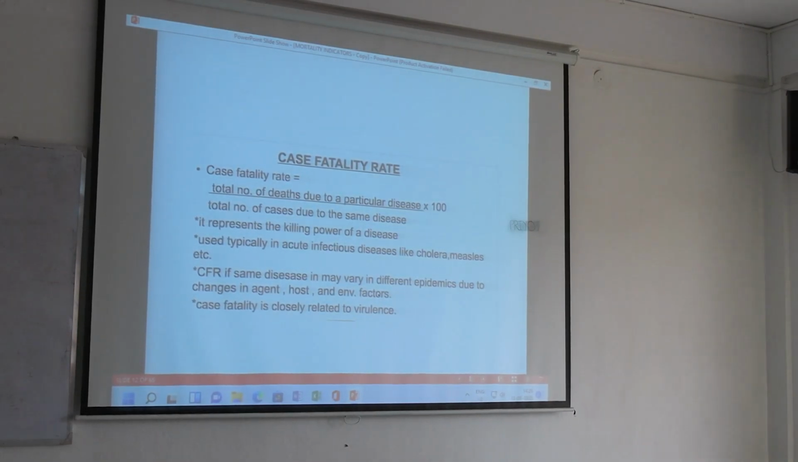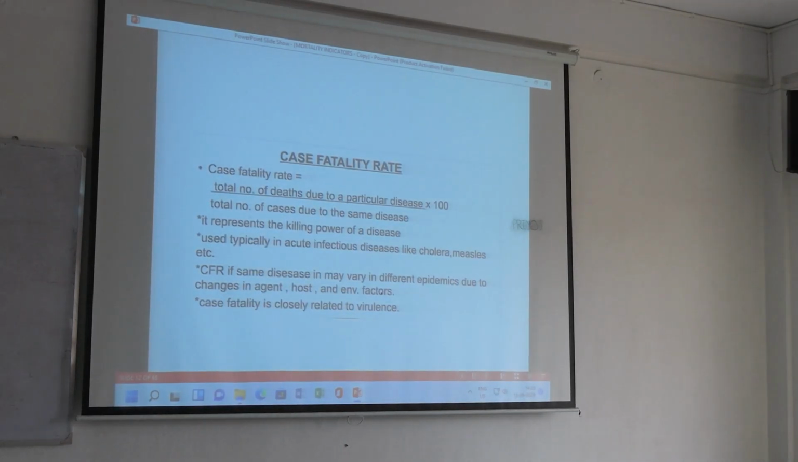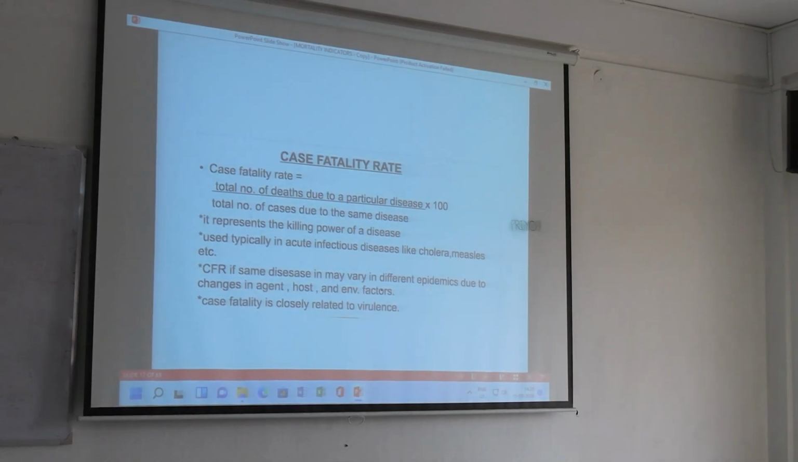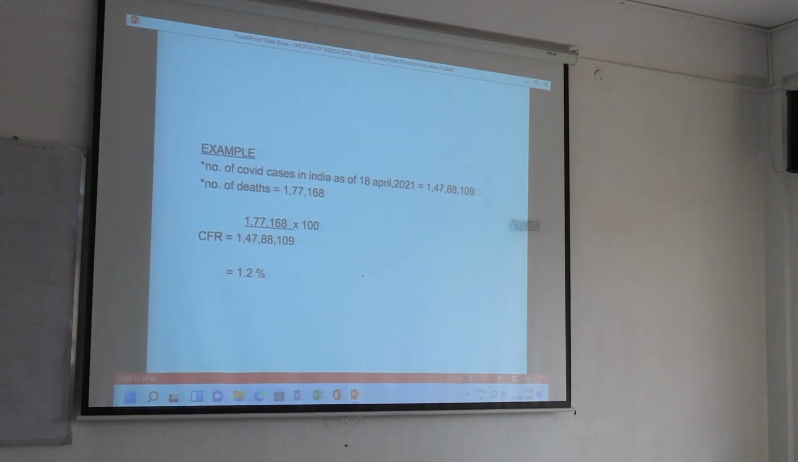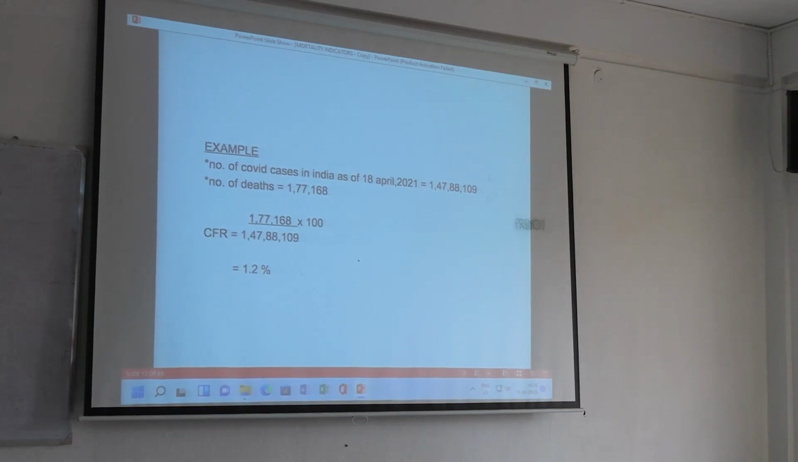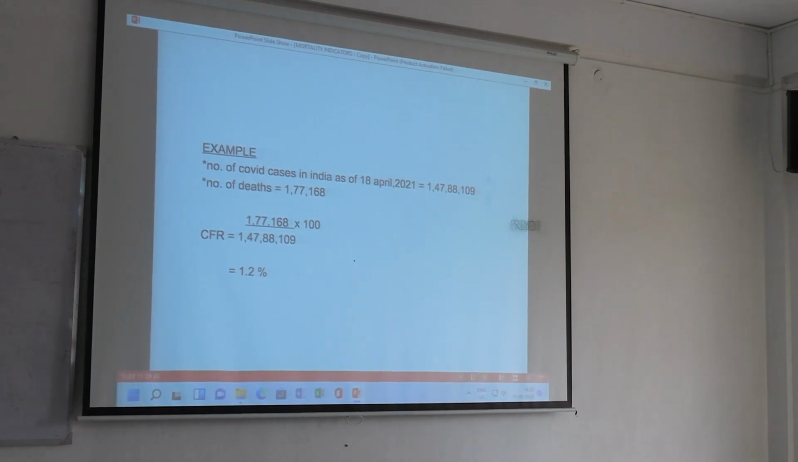But look at something like rabies. Rabies is more than a fatal disease. So the number of cases will be less, but the number of deaths due to rabies will be high. For example, COVID cases were 1,47,000 in 2021. The number of deaths is so much. So case fatality is 1.7, max 14, that is 1.2.